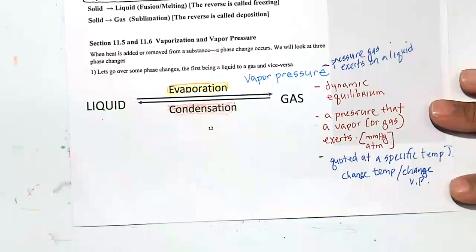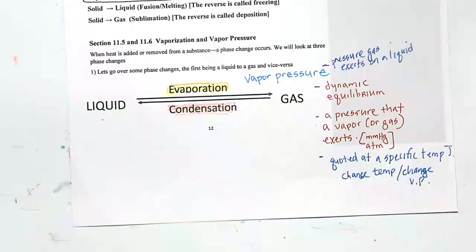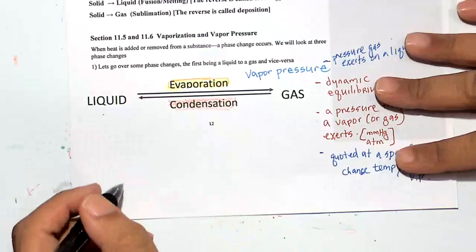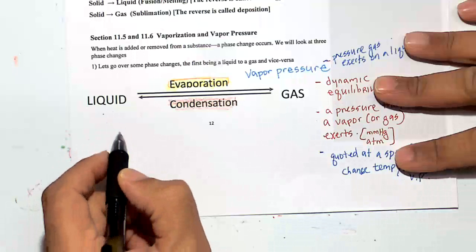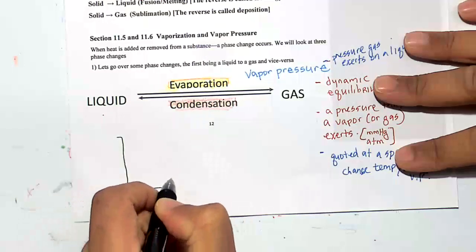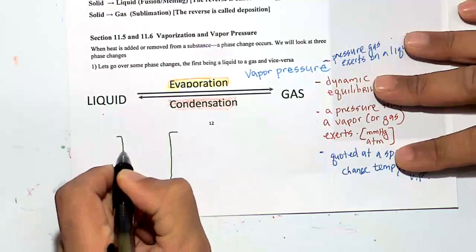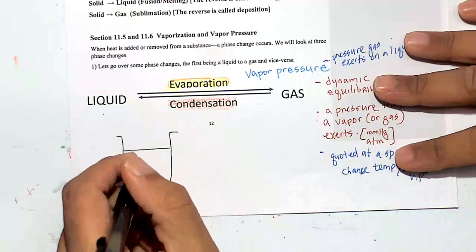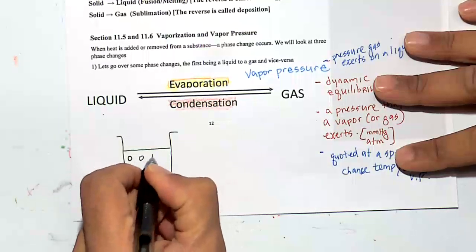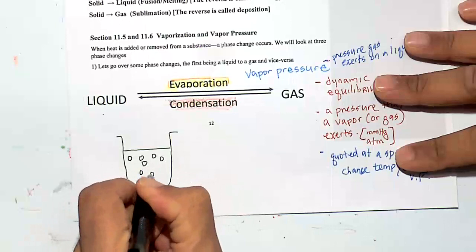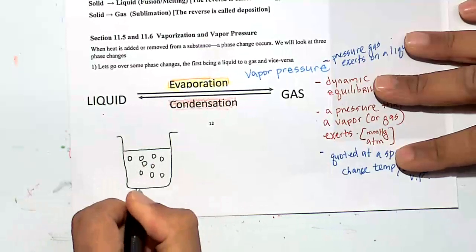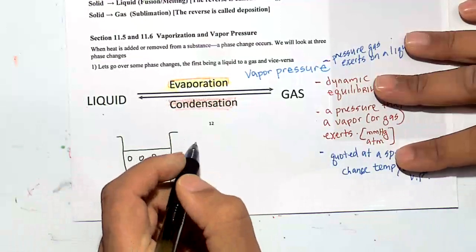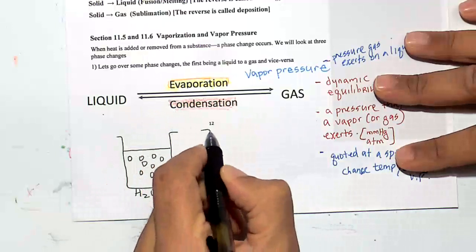Let me see if I can be successful in explaining to you guys this concept of vapor pressure. Imagine you have two beakers here. One beaker is a beaker full of water. This is my water molecule. Water is H2O.